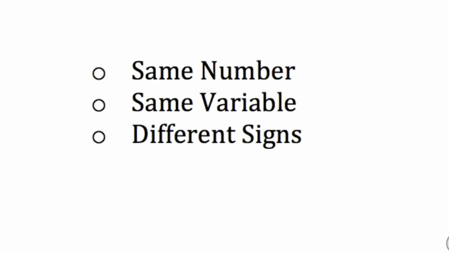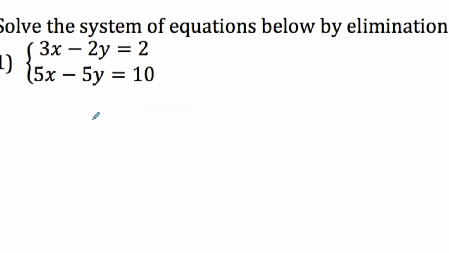Same three parts of the notes that I'm going to pull out here and just point out to you. Remember, we need these three things. Same number in front of the same variable with different signs, and we will be able to eliminate a variable and solve for the other variable. So let me show you how these are different. Now in the bell ringer, I was able to take my x value and multiply by a number to get to the other x value.